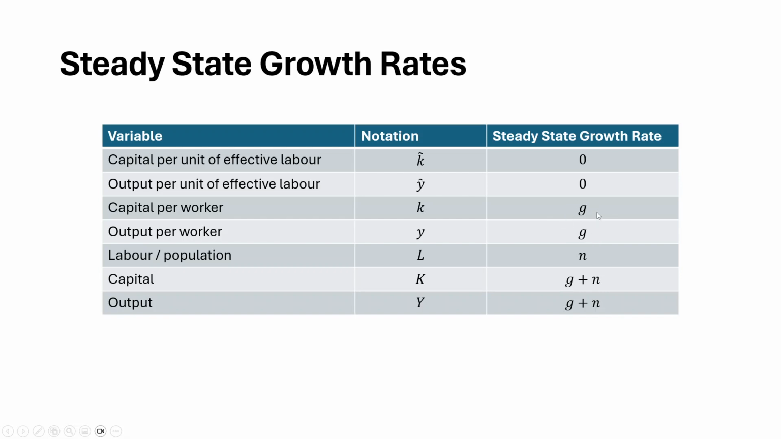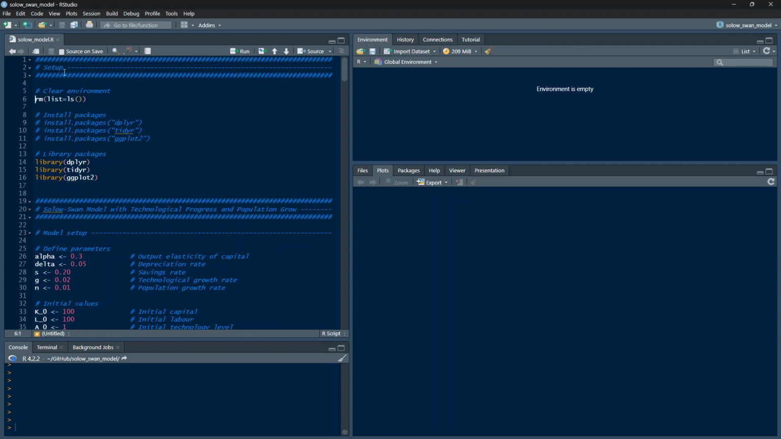Again, G is the growth rate of technology. Our labor population by design is going to grow at the rate N. That's just the population growth rate. And then it means that our capital and output overall are going to grow at the rate G plus N. Now let's jump over to the simulation and see what this looks like in practice.